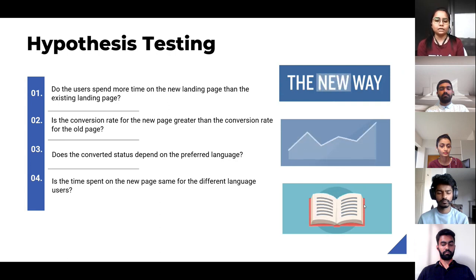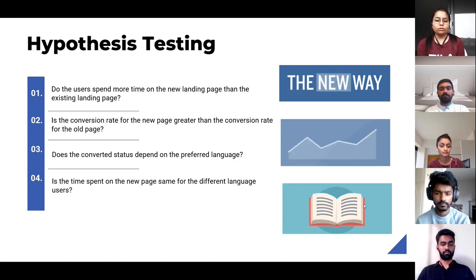After performing a t-test and calculating the p-value against the significance level kept at 5%, we identified that the p-value is much less than the significance level. That's why we can reject the null hypothesis. That means that the time spent by the users on the new landing page is more than on the old landing page.